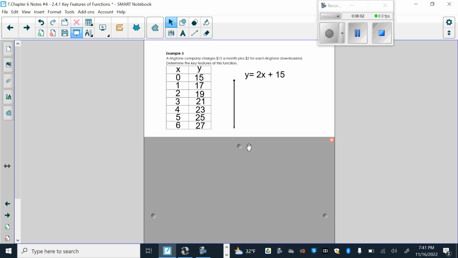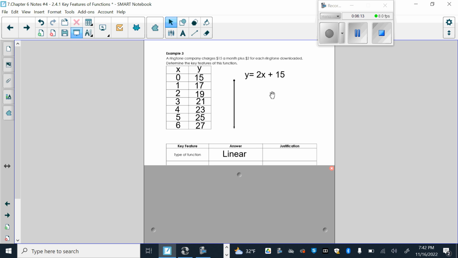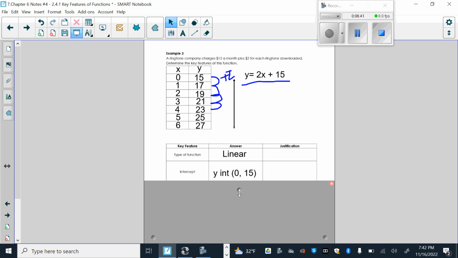So let's identify our key features. If you need to pause for a second to get all that information down before we start, please do so. So our first key feature, type of function. This is a linear function, which we can see from the table with a common difference. I'm adding 2, adding 2, adding 2, adding 2. So I have that common difference of plus 2. We could also see from our function that that's a linear equation. Y equals mx plus b.